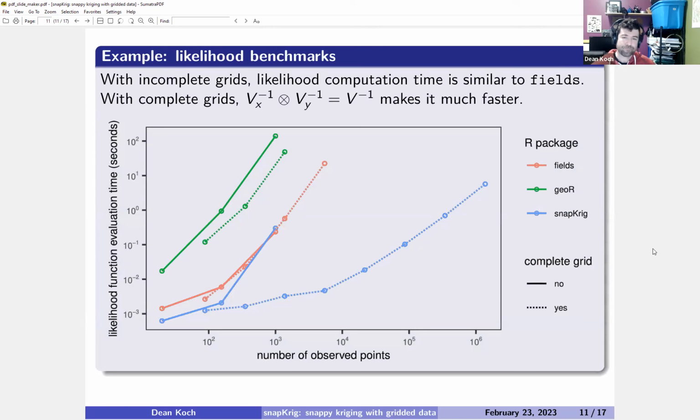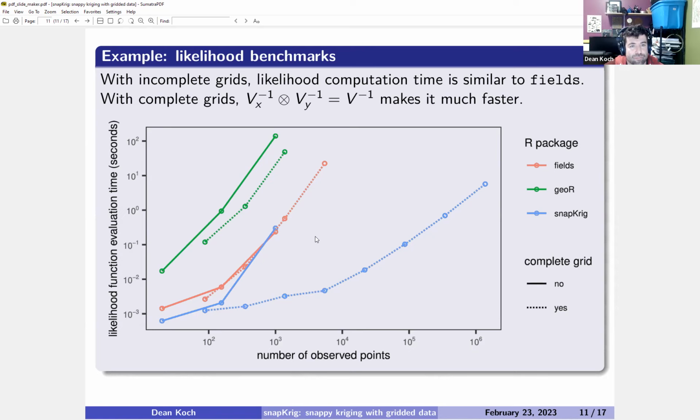And so just to illustrate this difference between the complete and the incomplete case, here's another benchmark graph. This is showing the fields, GPR and snapKrig packages and their evaluation time for the likelihood function. And we have, for each of these packages, 2 lines. The solid line represents the case of the complete grid, and the dashed line, the incomplete, or sorry, vice versa. Incomplete grid is solid line, dashed line is complete.